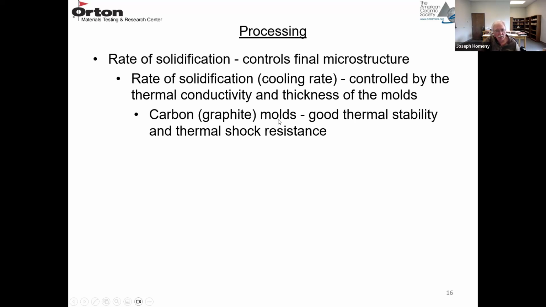So carbon graphite molds are the most common. They have good thermal stability. Carbon and graphite decompose at very high temperatures. It has low thermal expansion, high thermal conductivity. So it has good thermal shock resistance. So from a thermodynamic viewpoint, it's stable at high temperatures. Because of the low thermal expansion and high thermal conductivity, it has good thermal shock resistance. So it's a good material to make the molds out of.